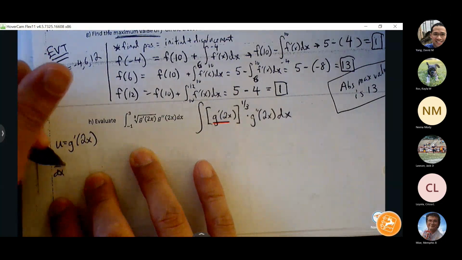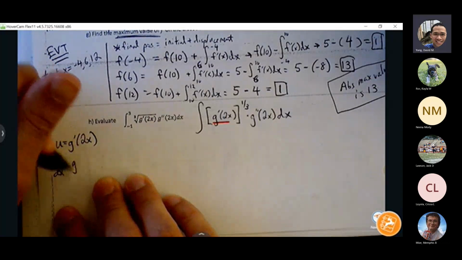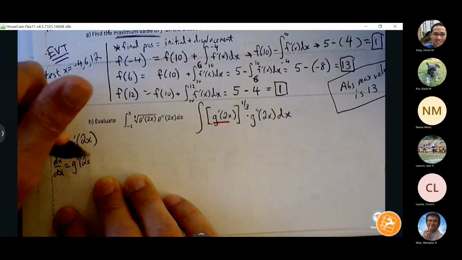Derivative. G prime, we've got to go through chain rule. G prime of U becomes G double prime of U times U prime.